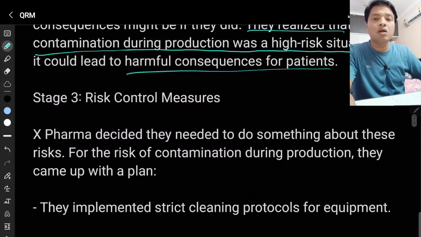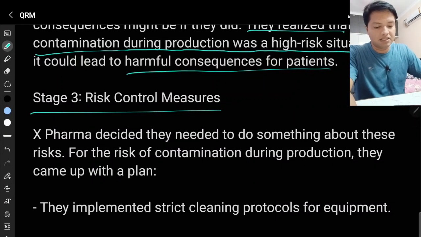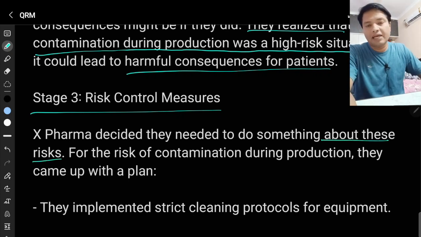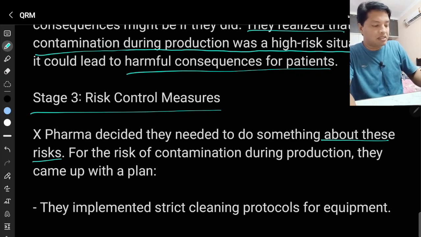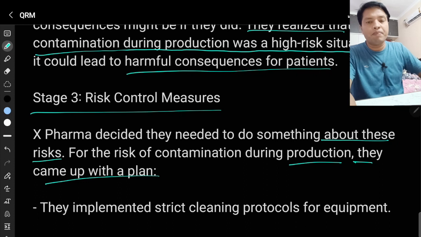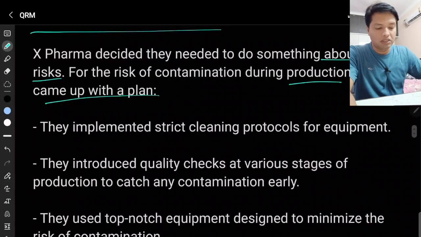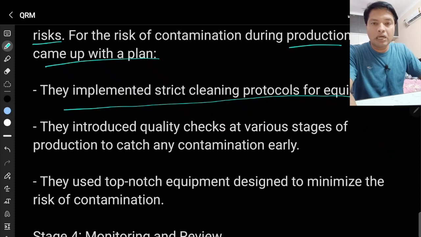Next, how to control the risk. The third stage is risk control measures. So X Pharma has decided to do something about this risk. For the contamination during production, they came up with a plan. They found that contamination due to production is at higher risk, so they want to control this. What is the plan? Implement a strict cleaning protocol. If you don't clean the equipment properly, then there is contamination. Hence, implement a strict cleaning protocol.